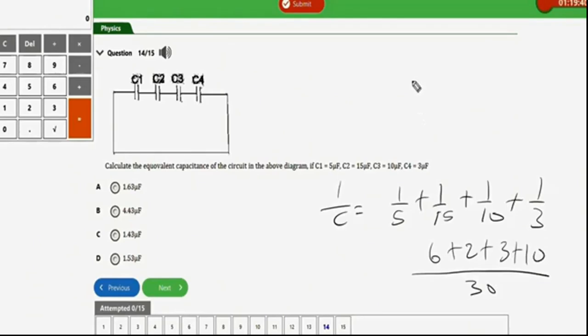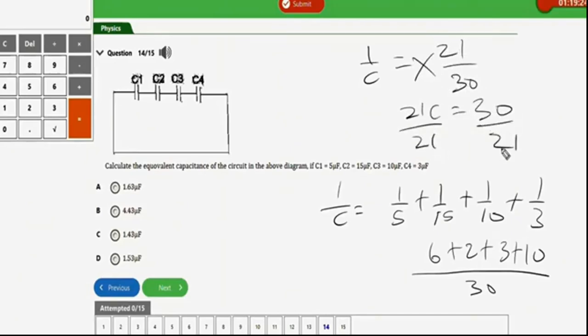When you add what you have there, you're going to have 1 over C equals 10, 16, 18, 21. So we have 21 over 30. Cross multiply, we're going to have 21C equals 30. Divide both sides by 21. So your C will be, let's punch this on the calculator, 30 divided by 21. The output will be 1.428. If you are leaving it to 2 decimal places, it will give you 1.43. So the right option is option C, which is 1.43 microfarad. That's it for this question.